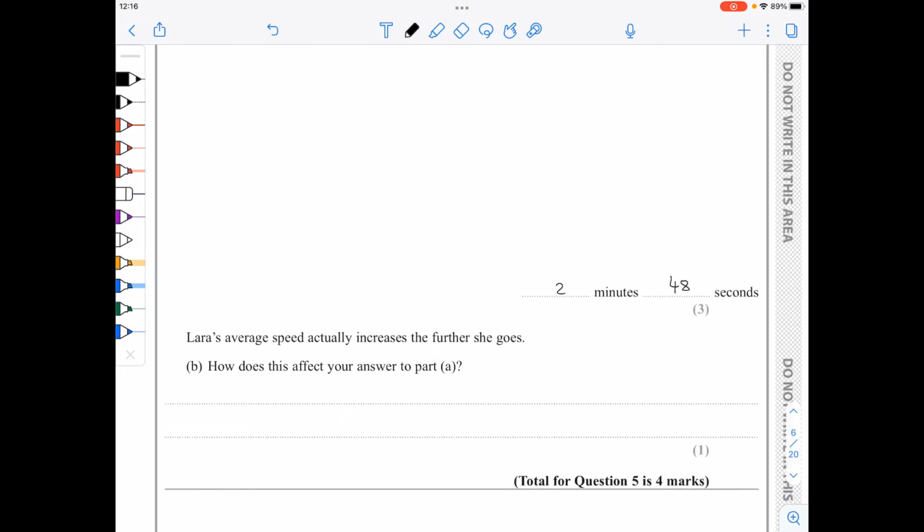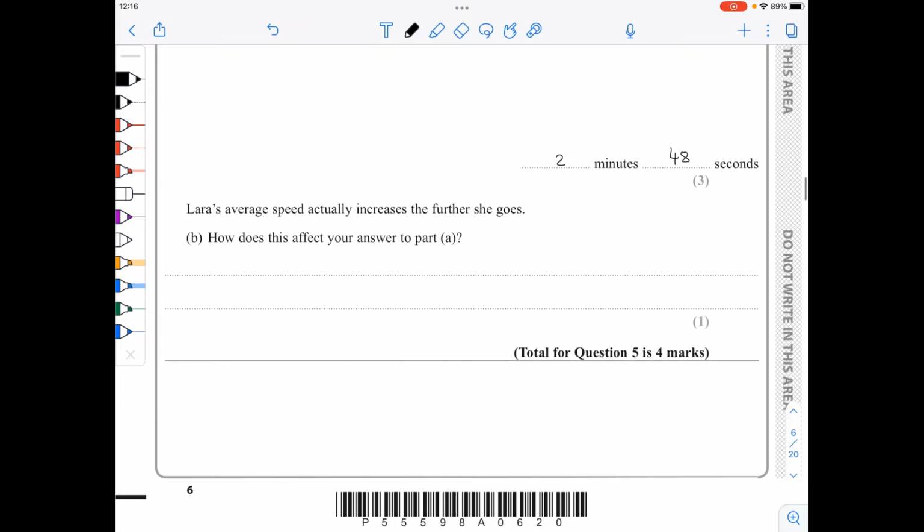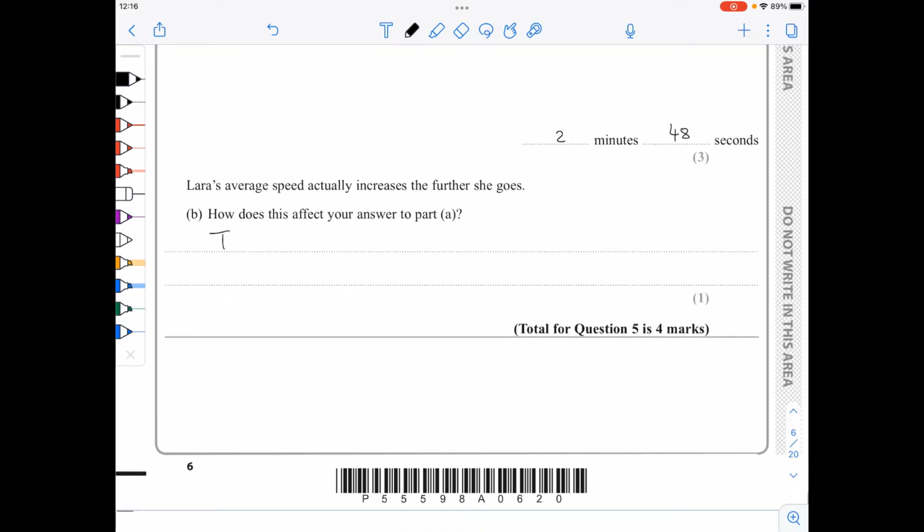And then her average speed actually increases the further she goes. How does this affect your answer to part A? Well, obviously, if the speed increases, I'm going to be completing the race in a shorter period of time. So the time needed to complete the race is less.